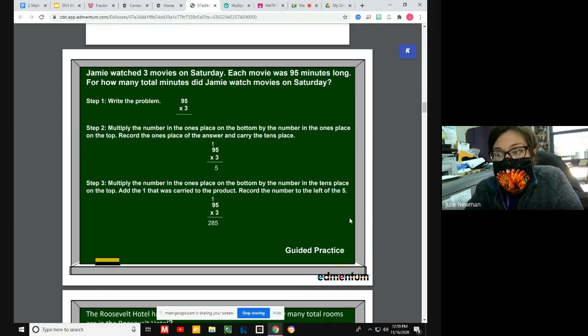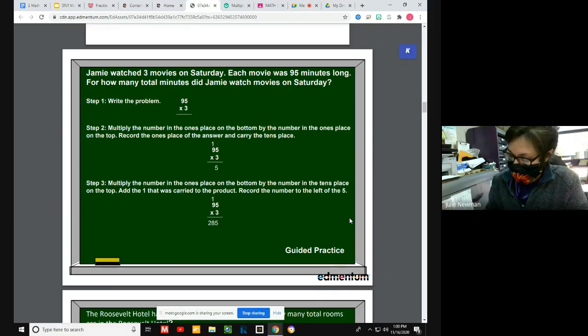Jamie watched 3 movies on Saturday. Each movie was 95 minutes long. For how many total minutes did Jamie watch movies on Saturday? So it's wanting us to write the problem for step 1. And it shows there that they wrote 95 because it's 95 minutes long, and they want to know total minutes. And they're going to multiply that by 3 because it also says that she watched 3 movies. So the first thing we need to do is write the problem down.